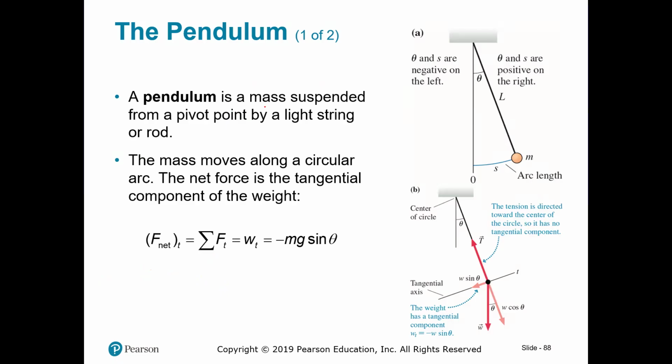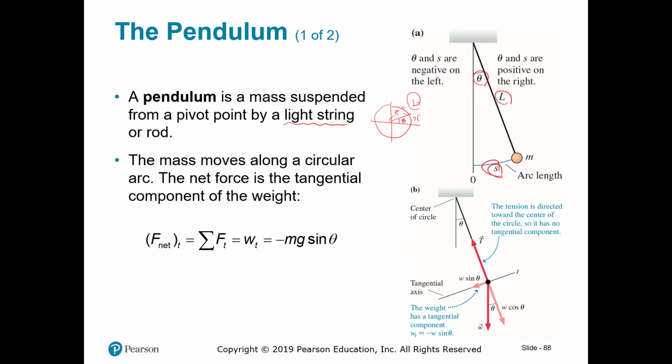A pendulum is, of course, a mass suspended from a pivot point by a light string or rod. We said a light string, so that means the mass of the string is 0. Now you see we have a theta and arc length S, again the very first equation we had. We have an arc length x, here it is S, and the radius r, but instead of r we have the length of the pendulum L and an angle theta again.